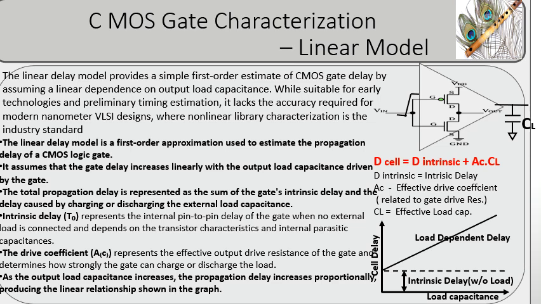Before a CMOS logic gate can be used in digital design, its timing and power characteristics must be accurately characterized and stored in a standard cell library. The simplest representation is the linear delay model, where the total gate delay is expressed as the sum of the intrinsic delay and the delay caused by the output capacitive load. The intrinsic delay represents the gate's internal transistor switching time without any external loading. The second term depends on the gate drive strength and the load capacitance connected to the output. This approximation provides a fast and simple delay estimation and is useful during early design analysis and technology comparison.